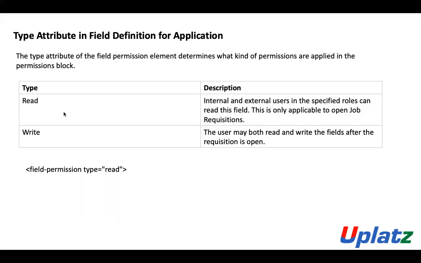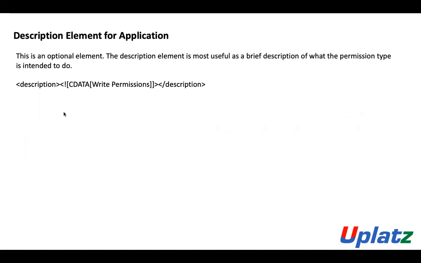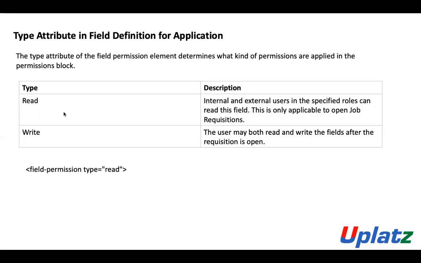Hope it's providing a clear understanding of it. So, description. What is the main purpose of a description? This is an optional element. The description is one of the most powerful elements, a brief description of what the permission is intended to do. We have been looking at, okay, we are just going to mention read, and what the permission type is going to be.